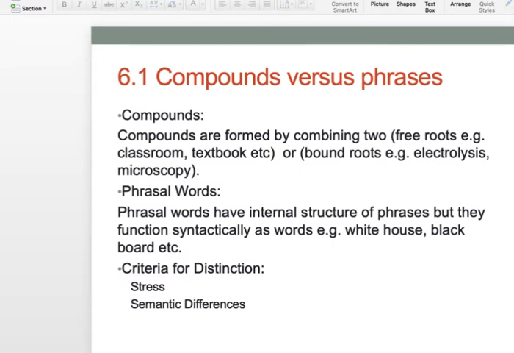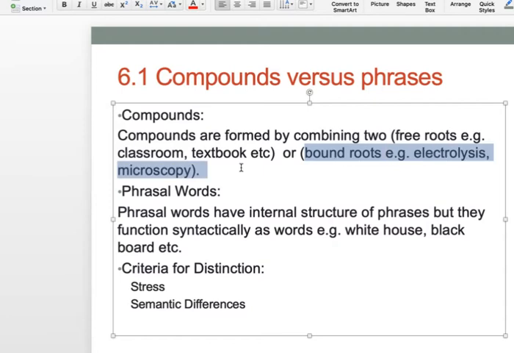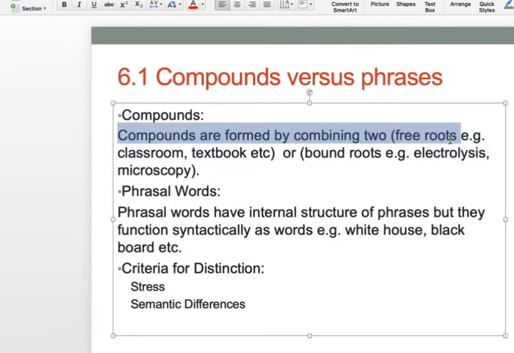So compounds are formed by combining two free roots, for example classroom, textbook, or bound roots, for example electrolysis, microscopy. So what we studied previously is that compounds are formed by combining two roots, but here we have more distinction, free root or bound root. So compounds are formed by combining two free roots.